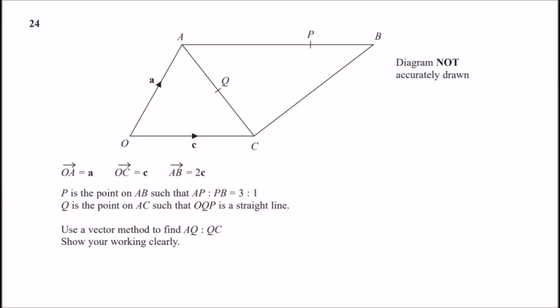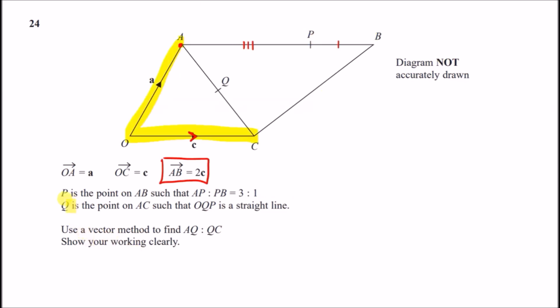All right, guys. Number 24. So what do we have? It says here that P is the point on AB such that the ratio between AP to PB is 3:1. Just looking at it closely, this is talking about from here to here. So if this was 3 parts, this would be 1 part. So if this was length A, this would be 3A, if it was like that.